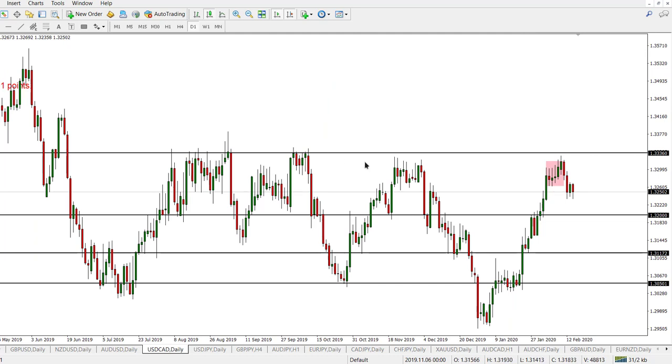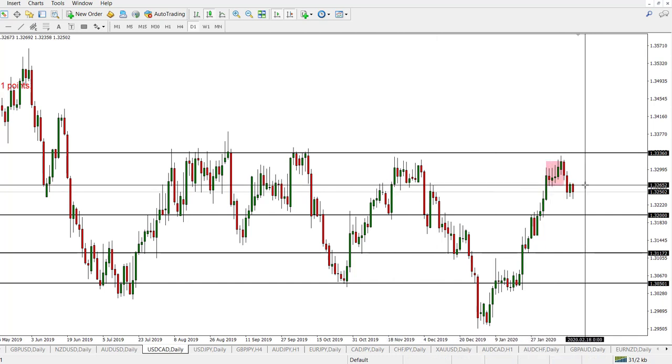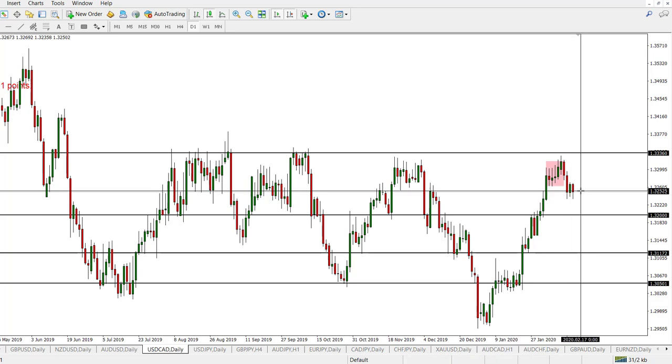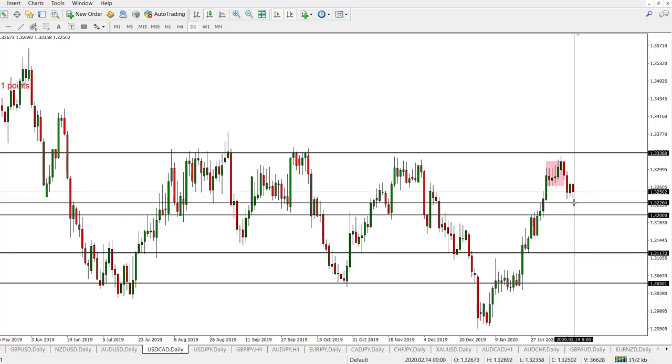The next currency pair is USD CAD. As you know, we are in the selling trade from this level, from this high actually. And currently we are managing the trade as price broke below the 0.3265 area and is currently becoming very volatile.